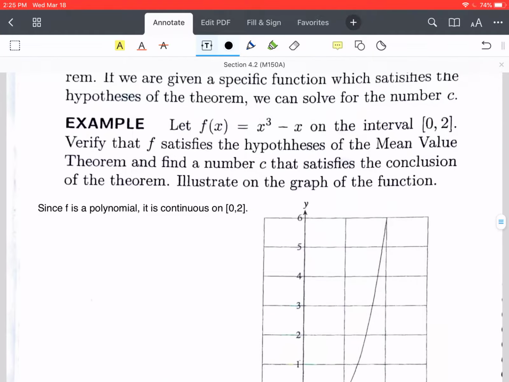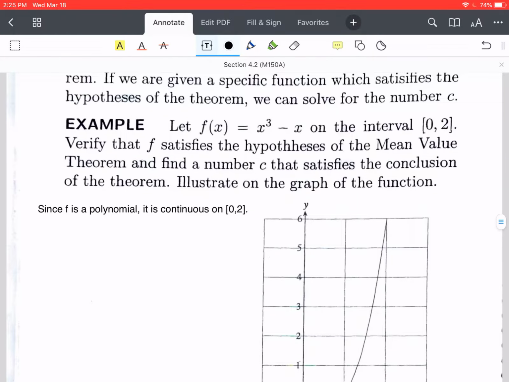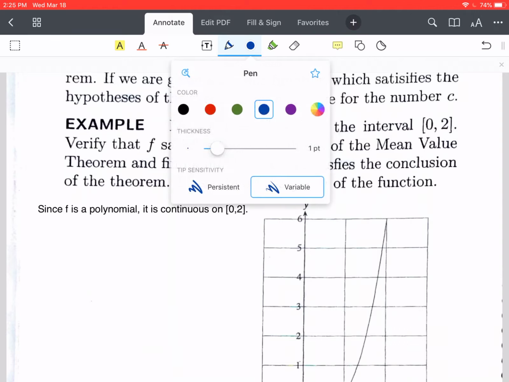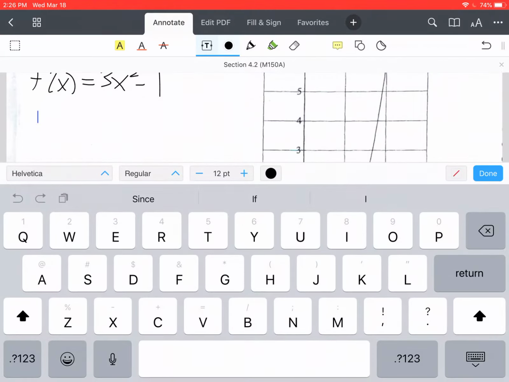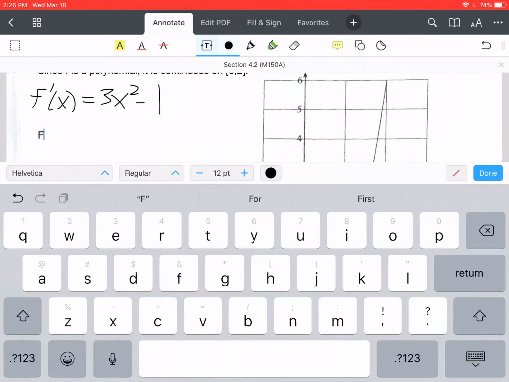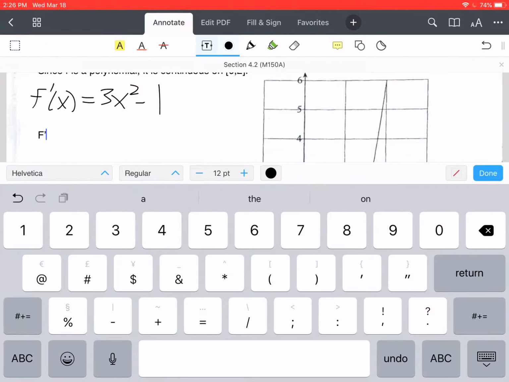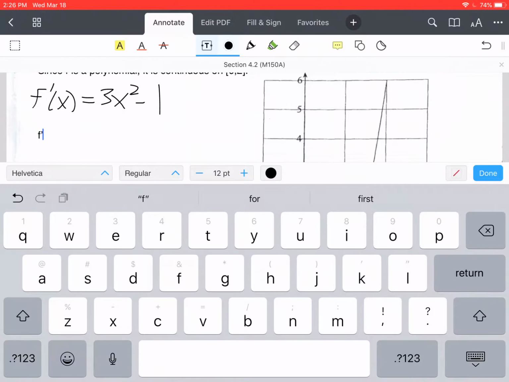Then, to talk about differentiability, we actually need to look at the derivative and see where it exists. So let's get the derivative. So f prime of x, that is 3x squared minus 1. Now this derivative, f prime, is also a polynomial. So since the derivative is a polynomial, that means it must exist everywhere.